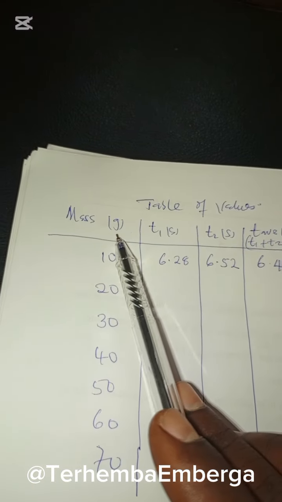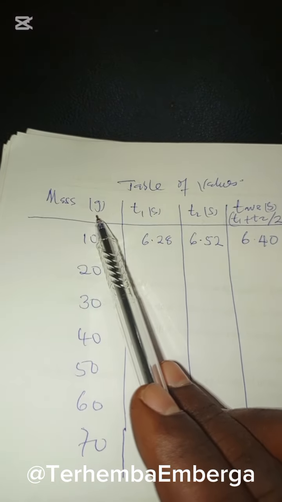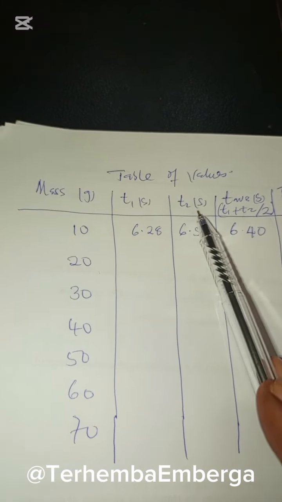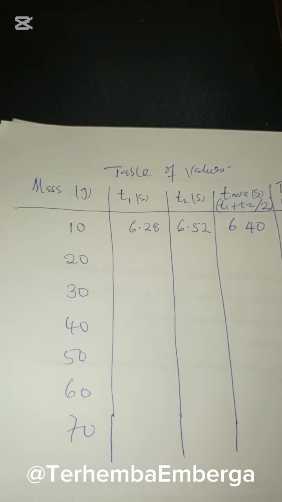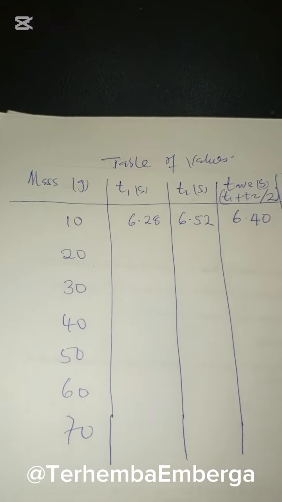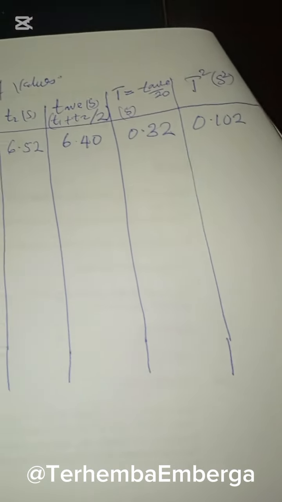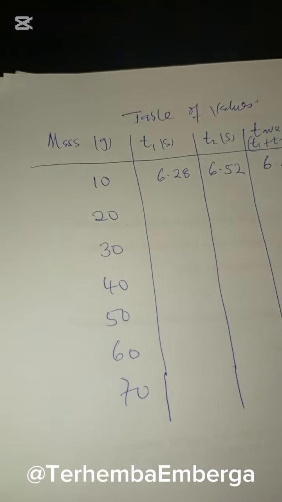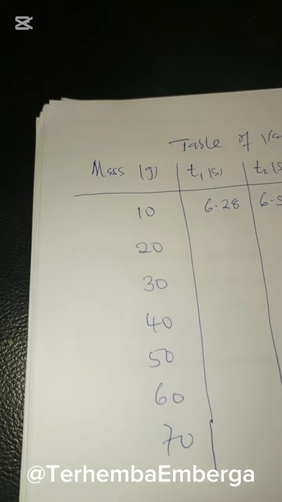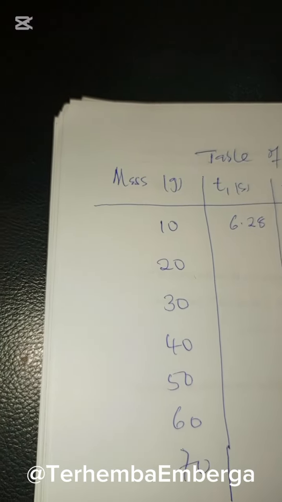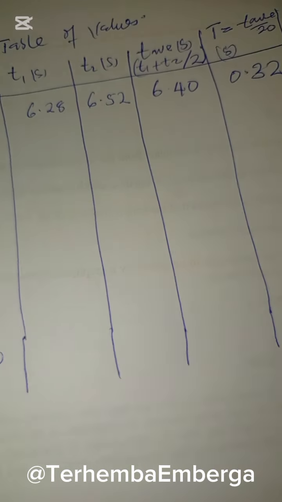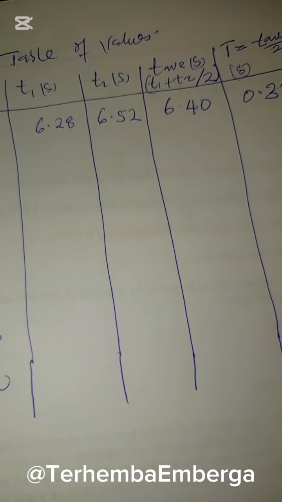Did you place your units appropriately? Your units have to be there. You maintain a uniform number of decimals, and at the end of the day, you have to plot mass against T square, and you are good to go.